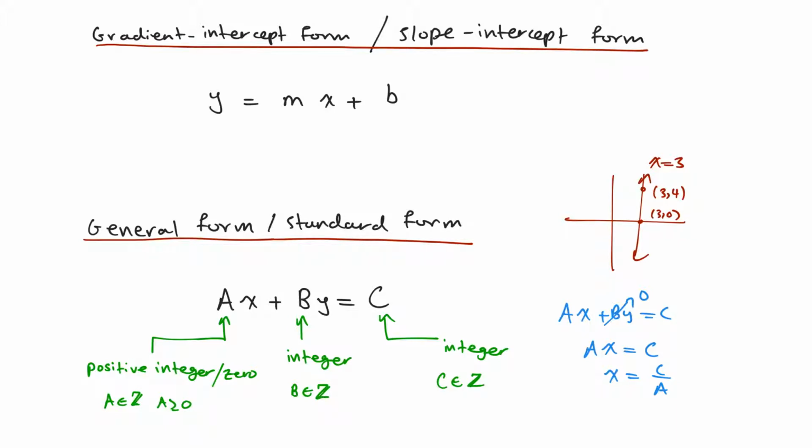It is, however, not as useful as the gradient-intercept form for other lines because it doesn't really help us understand what the slope of the line is, or what the y-intercept is.